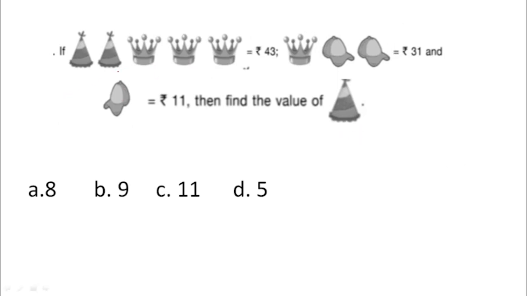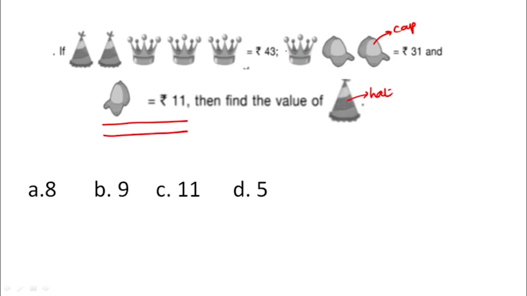What is given here? The value of 2 hats and 3 crowns is 43. Value of 1 crown and 2 caps is 31. And value of 1 cap is 11 rupees, and you have to find out the value of the hat. Okay, so I am going to call this as hat and this as cap. What do we know here? We know that the value of 1 cap is 11 rupees.